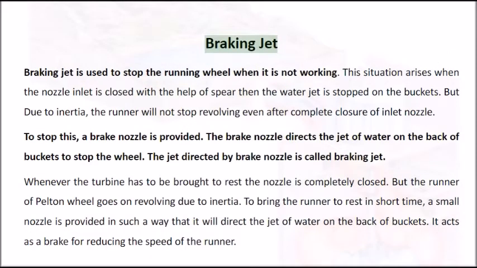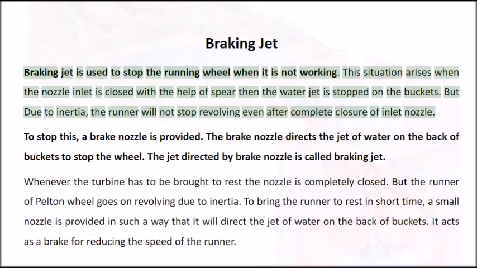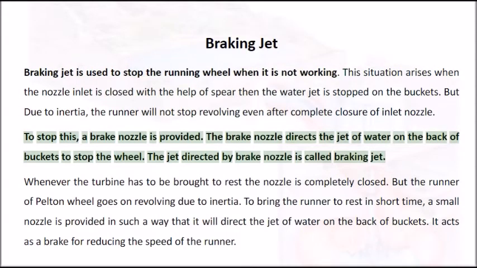Braking jet. Braking jet is used to stop the running wheel when it is not working. This situation arises when the nozzle inlet is closed with the help of the spear, then the water jet is stopped on the buckets. But due to inertia, the runner will not stop revolving even after complete closure of the inlet nozzle. To stop this, a brake nozzle is provided. The brake nozzle directs the jet of water on the back of buckets to stop the wheel. The jet directed by the brake nozzle is called braking jet.